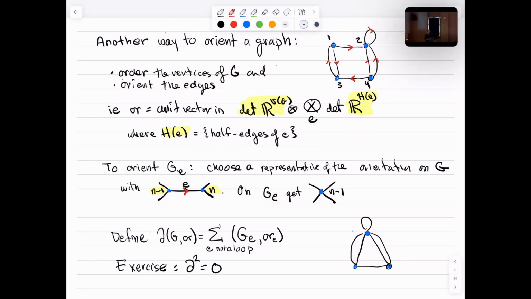So I was going to do this in real time too. 1 to 3. 1, 4 to 2. That's the same orientation. I just did an even permutation of the vertices, and my edge is oriented in the right direction. So now when I collapse it, I just get this orientation.